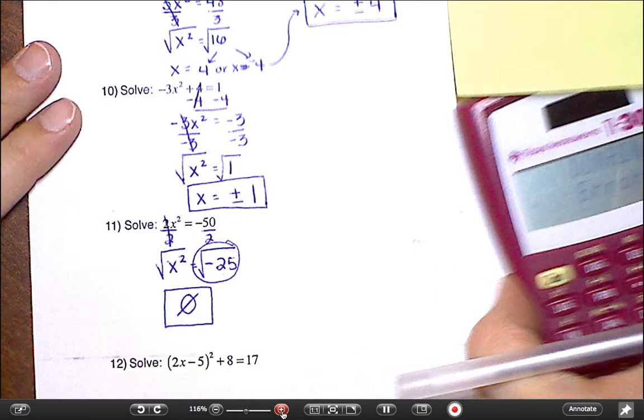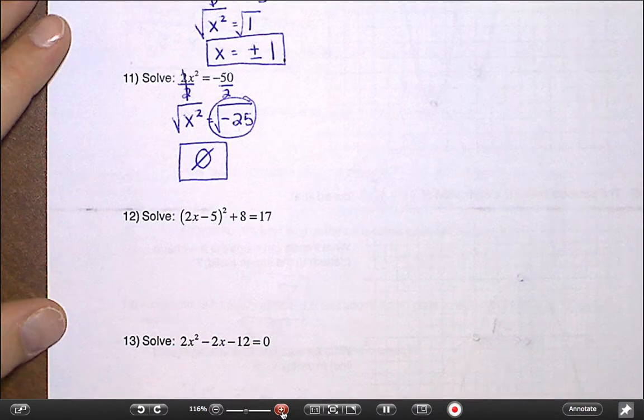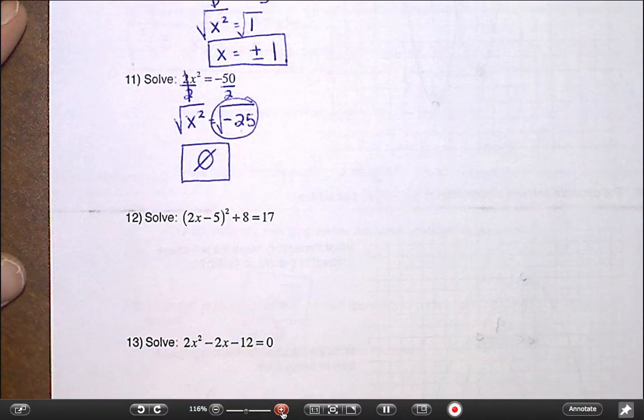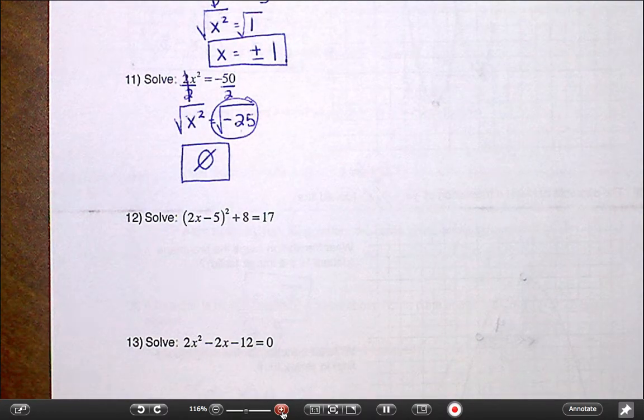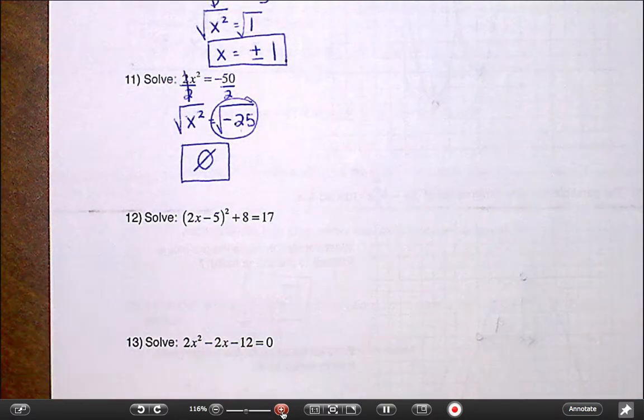Okay, now number 12. Number 12 is an interesting one, because there's actually two different ways to do this, and you should get to the same answer either way. I'm going to show both methods. You would only have to know one of them. The first one I'm going to show is the one that I think most people are going to go to instinctively, because this is what I see. Even before you learn the quadratic formula, some of you were trying to do this.